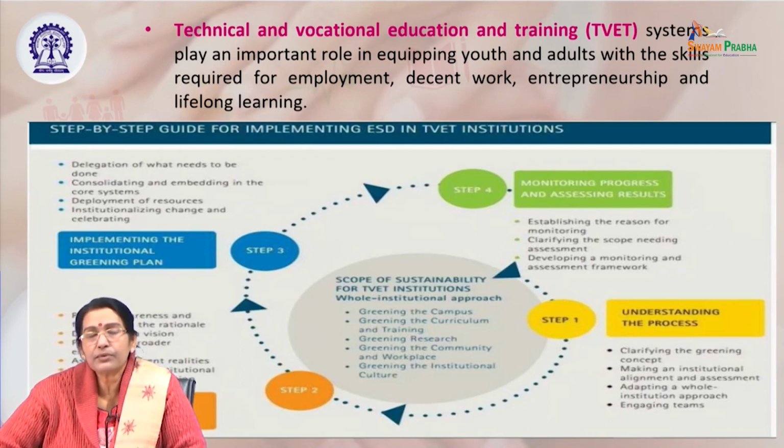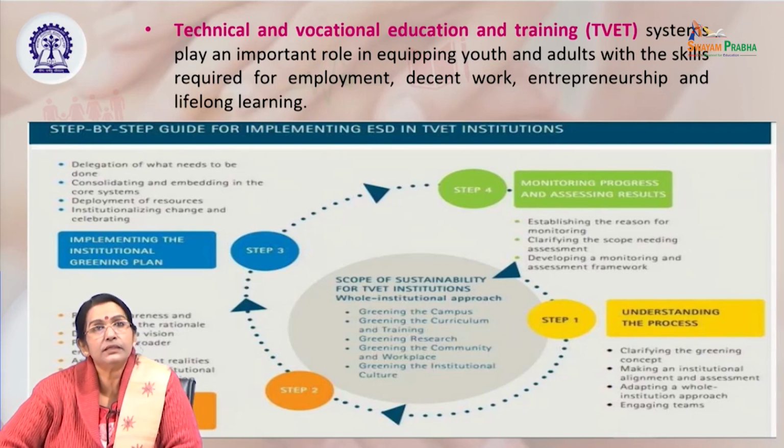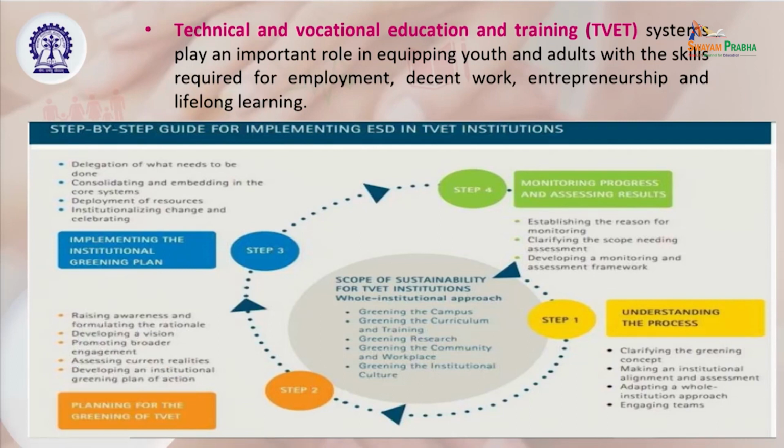Adopting a whole institution approach, engaging every team, then slowly moving towards planning and execution. In the planning stage, the work includes raising awareness, formulating the rationale, and assessing the current realities. That is the step 2 affair. Then step 3 is implementing the institutional green plan, when we actually execute it, consolidating and embedding it in the core system, then institutionalizing the change and celebrating it.